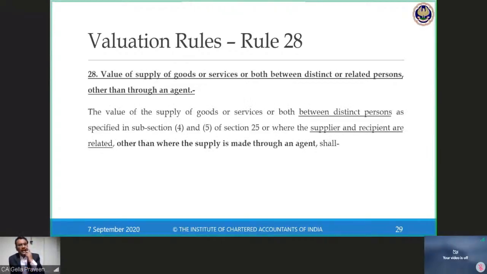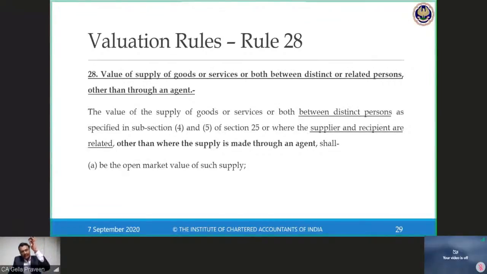What does it say? The value of supply of goods and services between distinct persons specified under Section 25, where supplier and recipient are related, other than a supply made through an agent. Here in Rule 28, they're not talking about principal and agent, they're just focusing on distinct persons. B, the open market value of such supply. So if there is a transaction between two distinct persons, it will be open market value. It is very easy to establish this open market value for the simple reason that when I transfer from one branch to another branch, that is a related party transaction and will not be accepted. I sell those same goods to an independent party, then that will be the open market value. That will be considered as my value for the purpose of GST law.